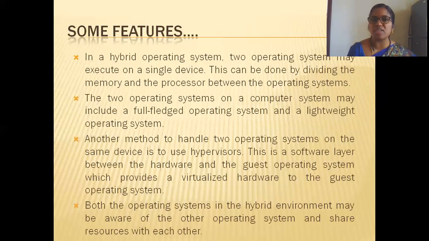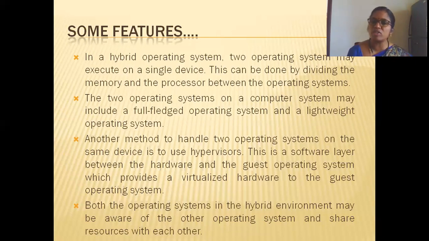Some of the features I have mentioned here. In a hybrid operating system, two operating systems may execute on a single device. This can be done by dividing the memory and processor between the operating systems. The two operating systems on a computer system may include a full-fledged operating system and a lightweight operating system.